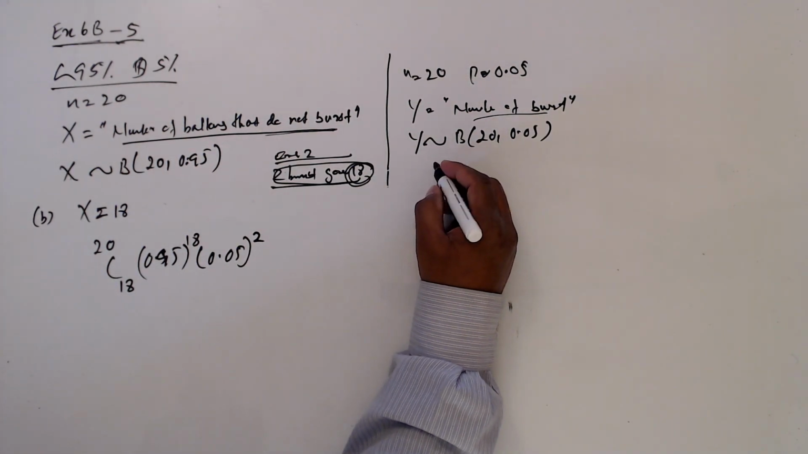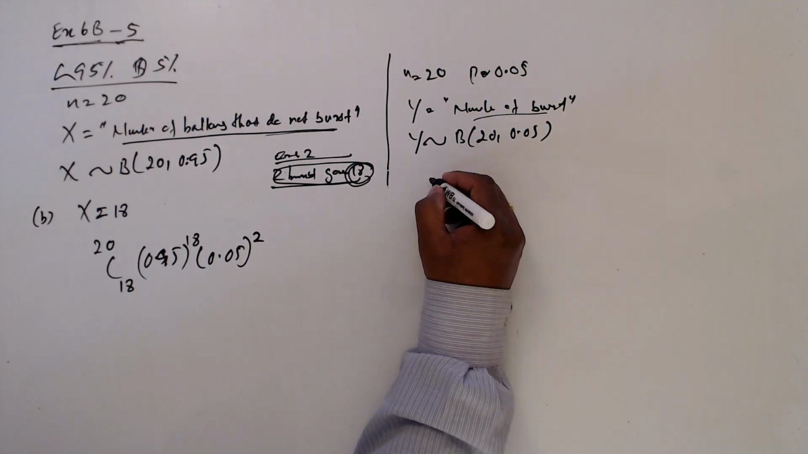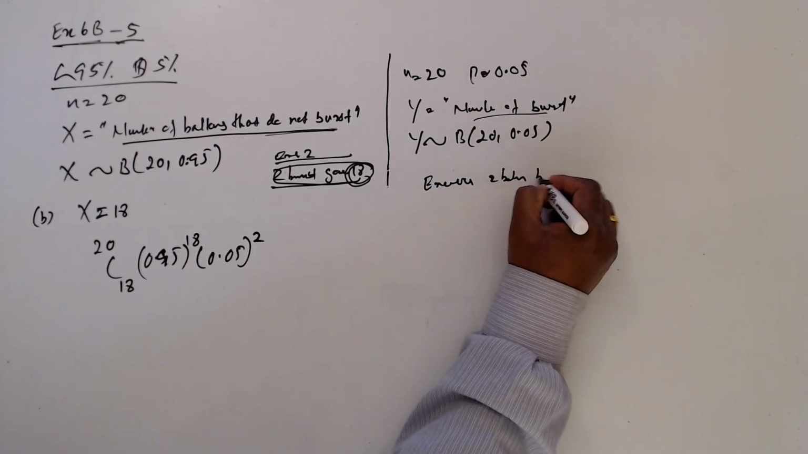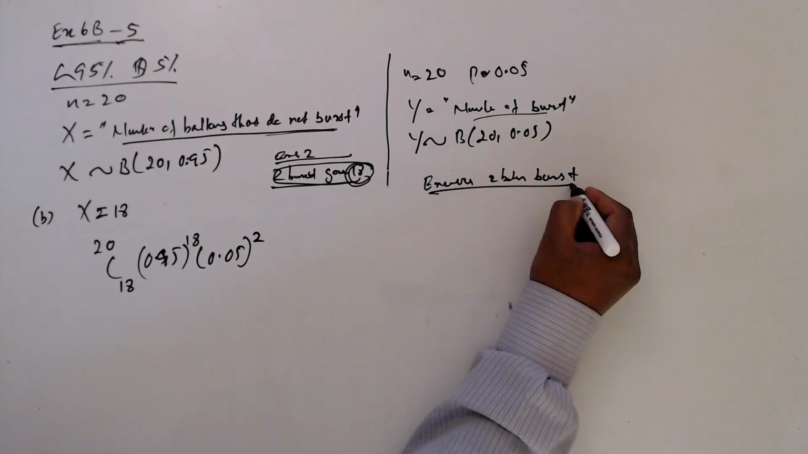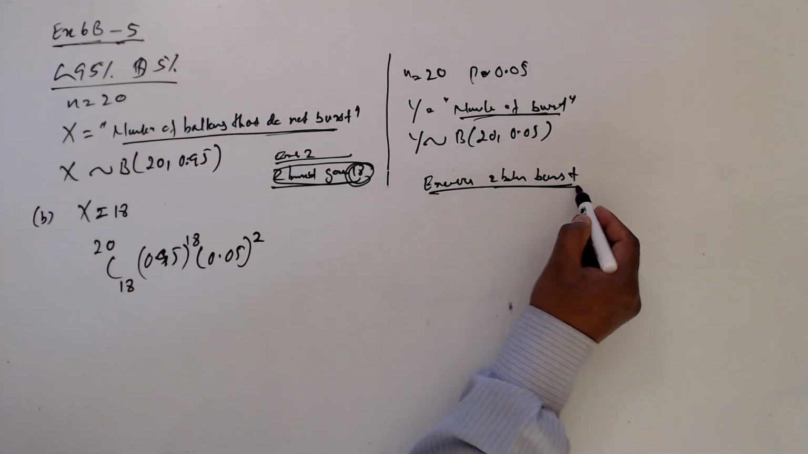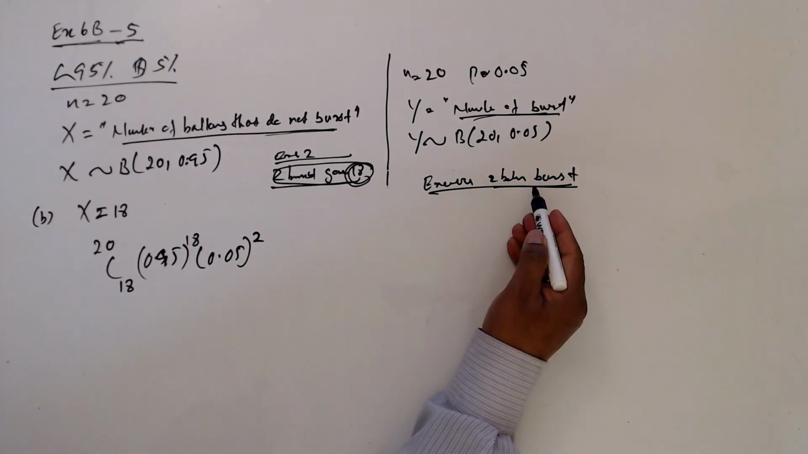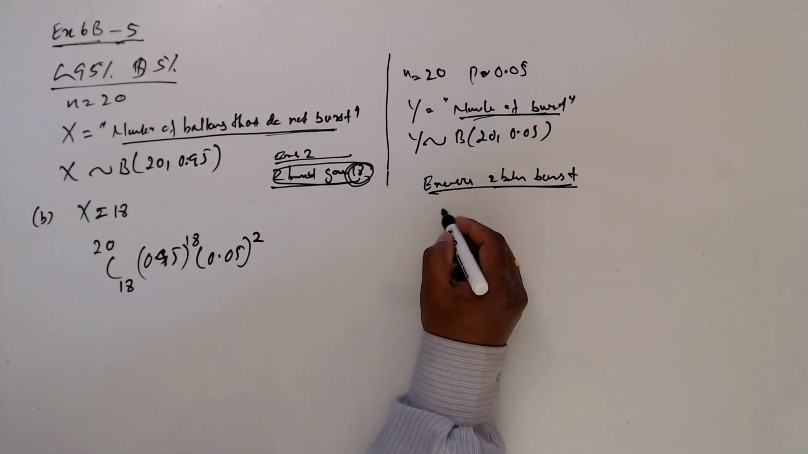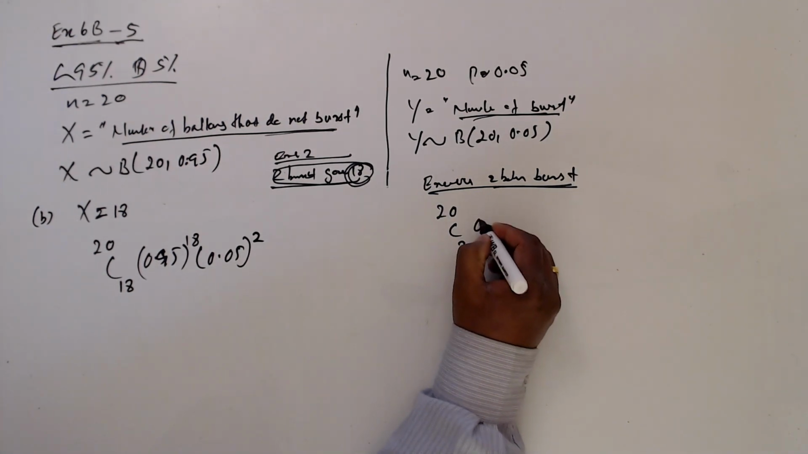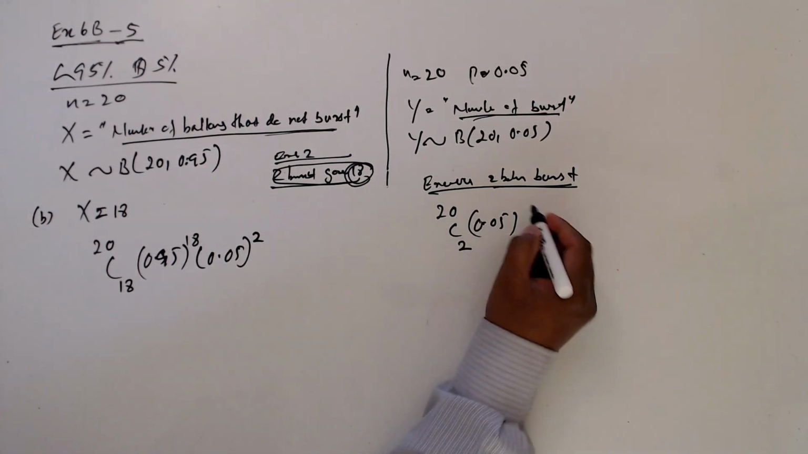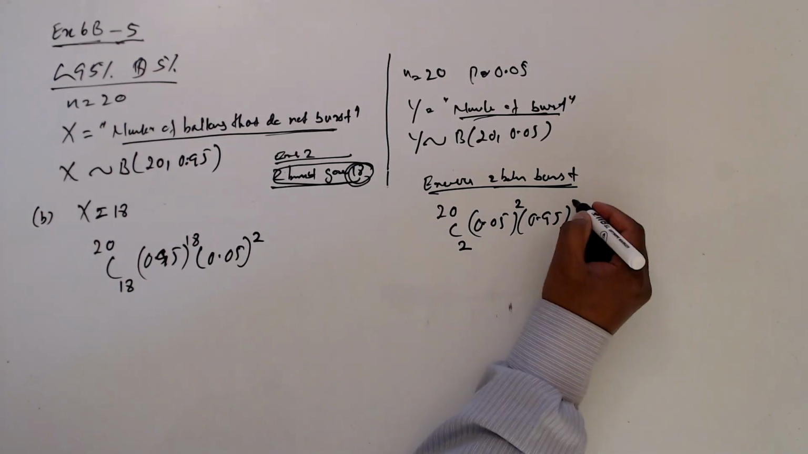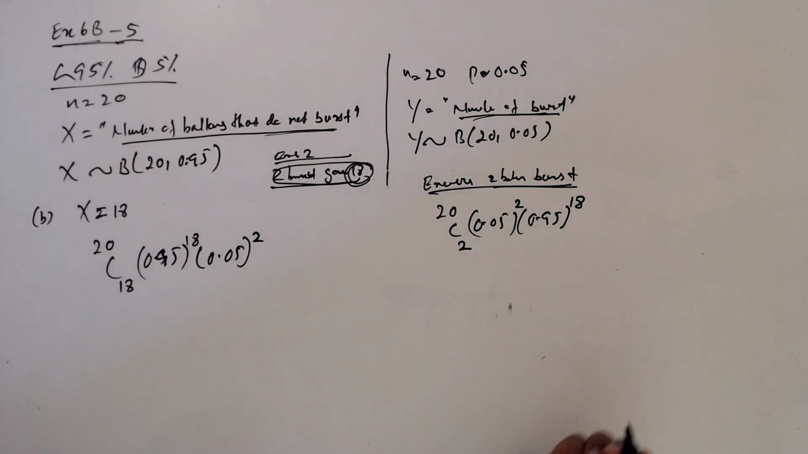Find the probability that exactly 2 balloons burst. The variable is defined for burst, so it is in burst mode. 2 balloons burst, so then this is going to be 20C2, 0.05 squared, and 0.95 to the power 18.